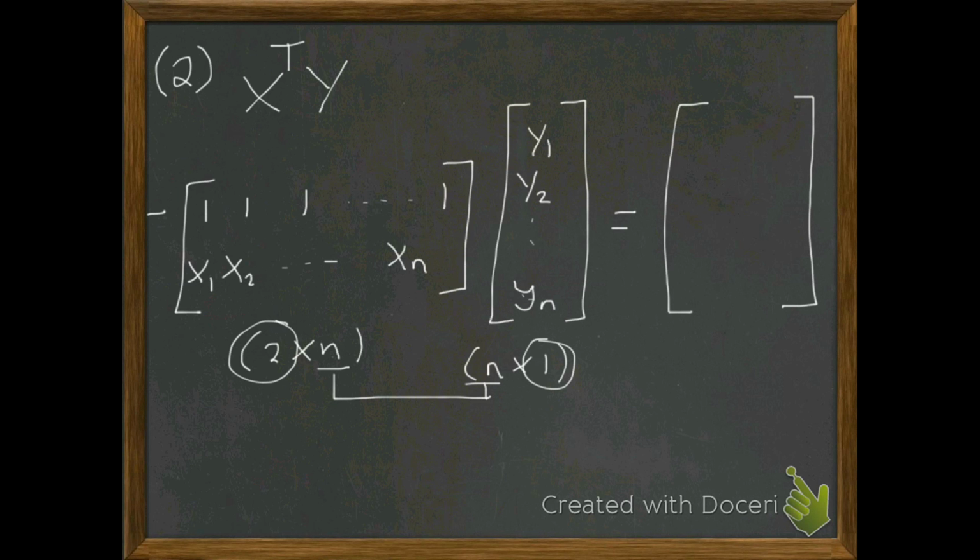So linear combination of the first row with the first column is going to give 1 times y1 plus 1 times y2 plus 1 times y3 plus 1 times y4 plus dot dot dot plus 1 times yn, because there should be no doubt in your mind, this is just the sum of the y's. The next, we're going to get x1 times y1 plus x2 times y2. So there really shouldn't be much debate about what this is. It's just the sum of the products of x sub i times y sub i.